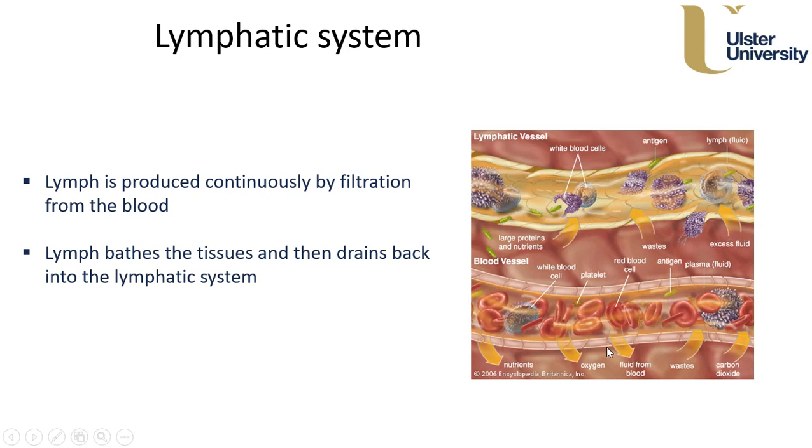And they will release water into the interstitial space, the space surrounding the blood vessels. And the lymphatic system will collect and return it back to the blood vessels. So the liquid flowing through the lymphatic system is known as lymph.